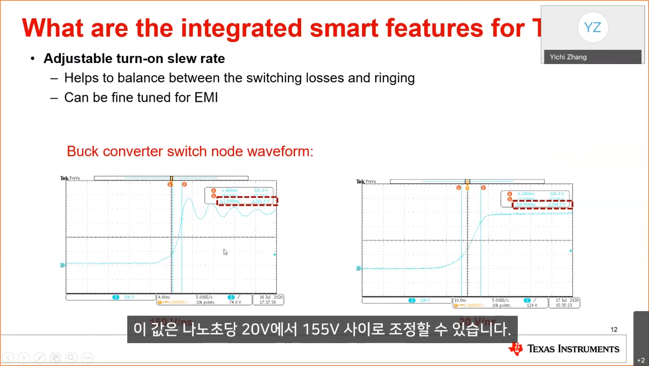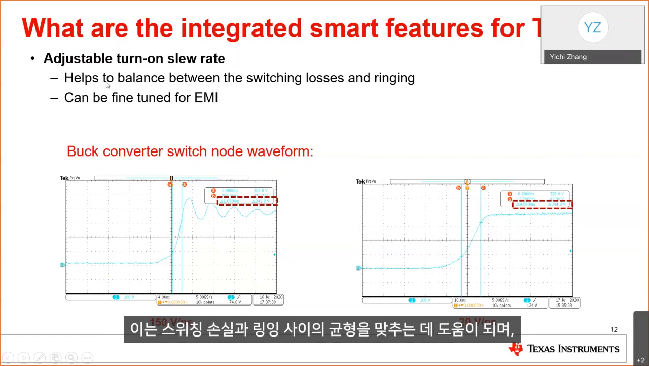You can adjust the value anywhere between 20 volts per nanosecond and 150 volts per nanosecond, and it helps you balance between the switching losses and ringing, and it can be fine-tuned for EMI in your application.